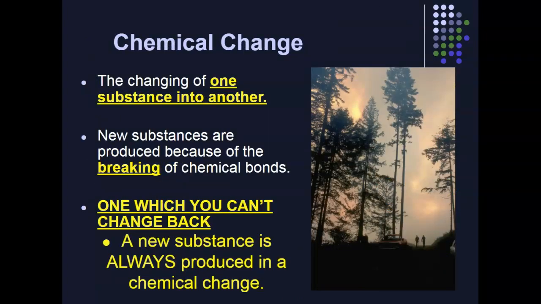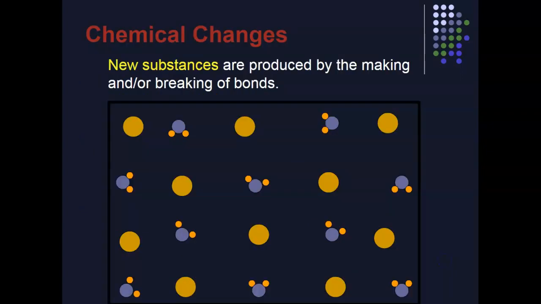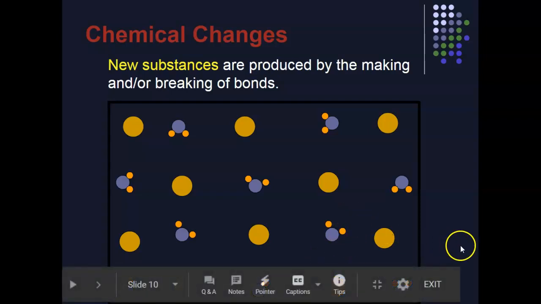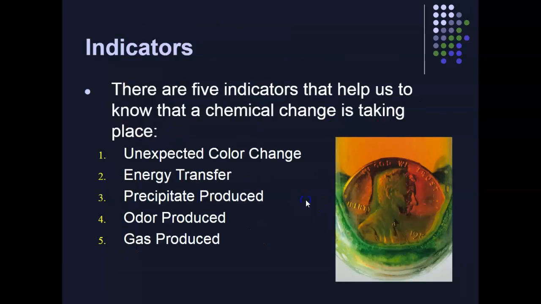Chemical changes. In other words, we're chemically going to be changing substances from one into another. We are going to be breaking chemical bonds, and we might be making new chemical bonds. These are going to be things that you can't change back unless it undergoes another chemical change. So a new substance will be formed as a result of a chemical change. So in chemical changes, in this example, new substances are produced, and this is supposed to be an animation.